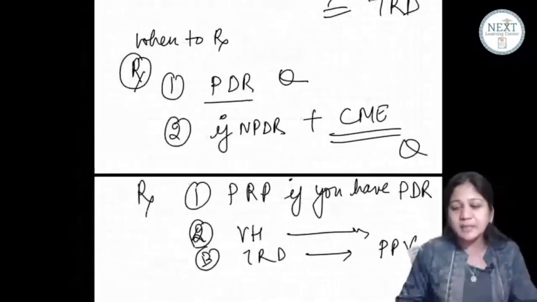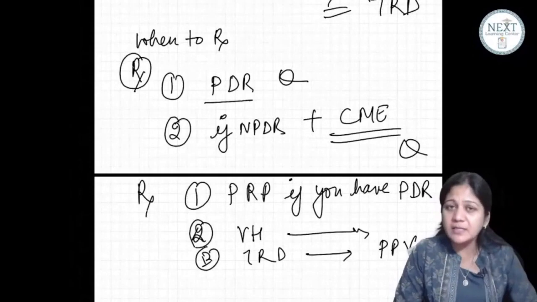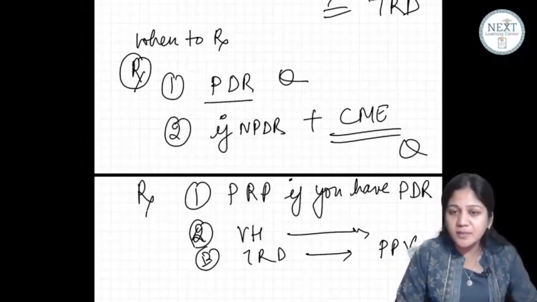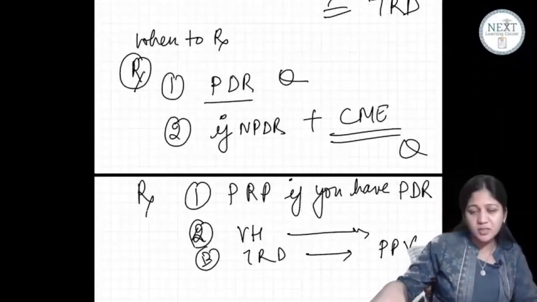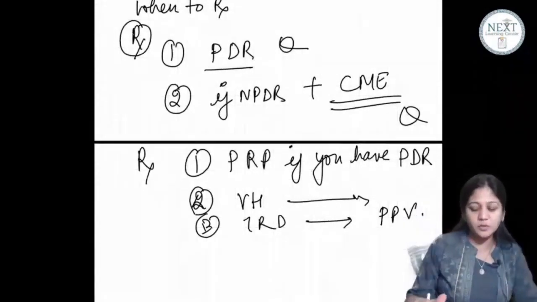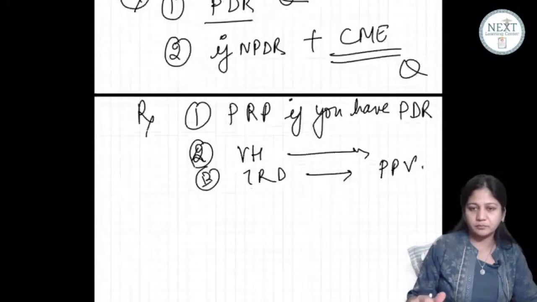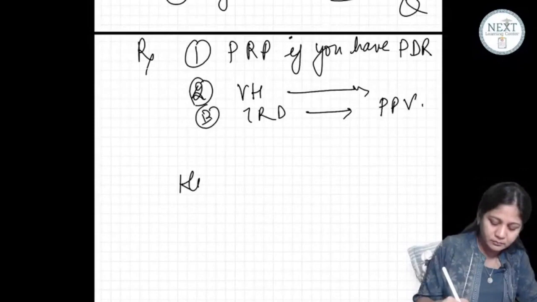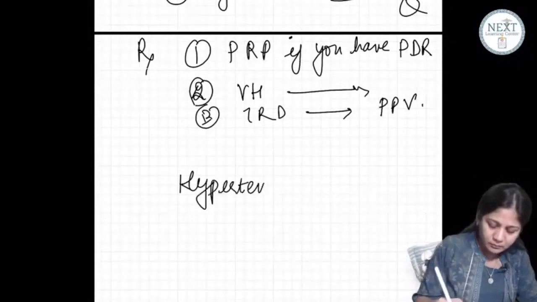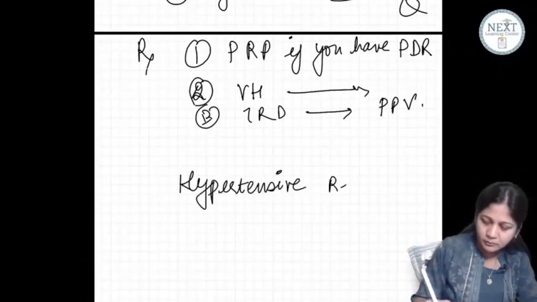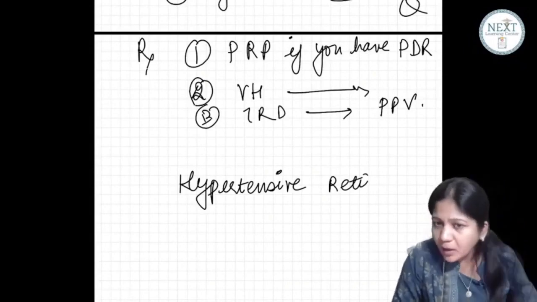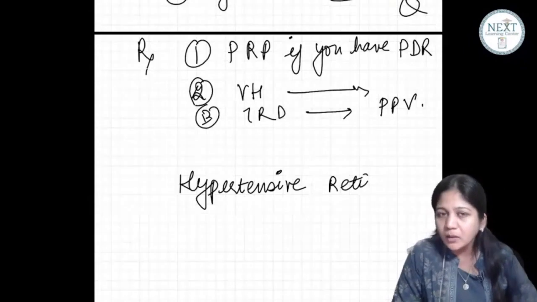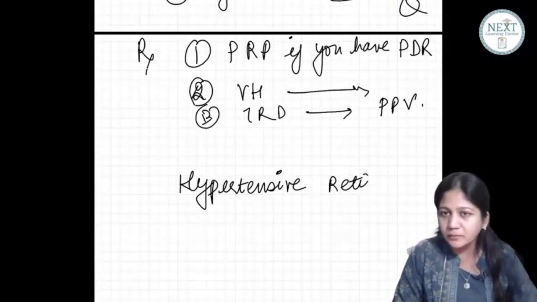We do not laser the abnormal vessels. We laser the hypoxic retina, which is producing the damage, which is producing the VEGF. ठीक है. पीआरपी तो पता है आपको, पैन रेटिनल फोटोकोगुलेशन, pan retinal photocoagulation.